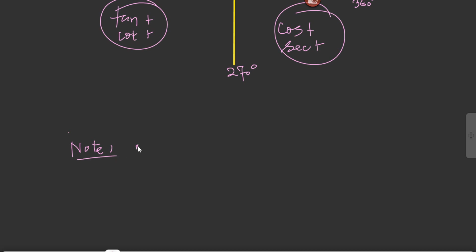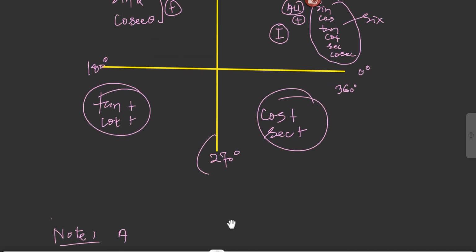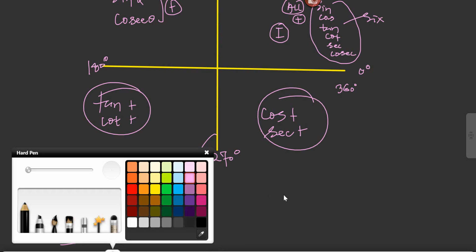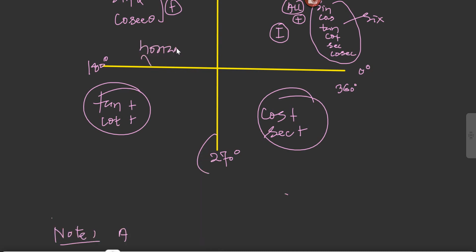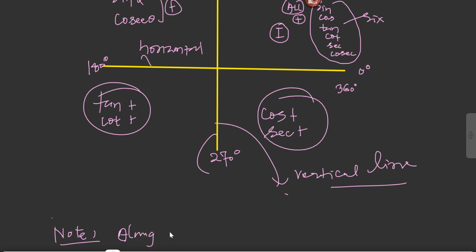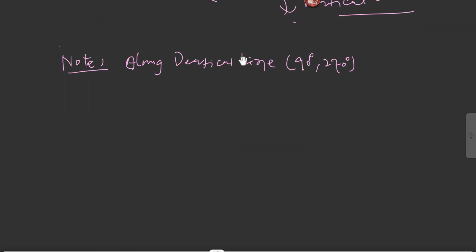First note is, when rotation is taking place at 90 degree or 270 degree, we have two lines here. This is called the horizontal line, the X-axis, and this is called the vertical line, the Y-axis. When rotation is taking place along the vertical line, vertical line means angle is 90 degree and 270 degree, then the trigonometric ratio will change. How?